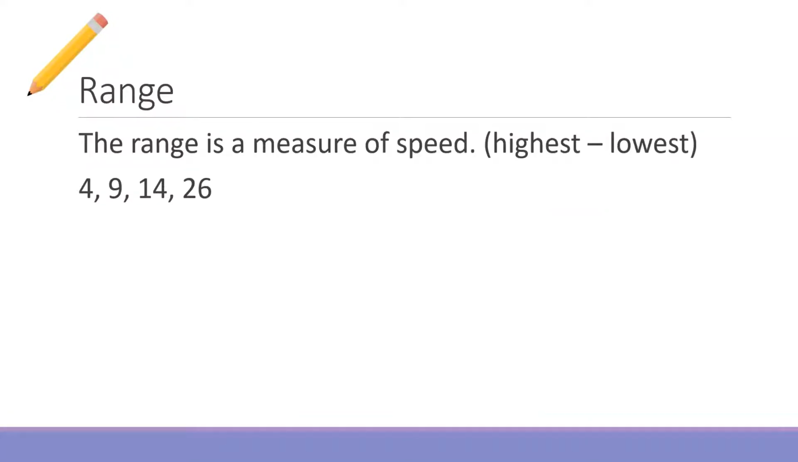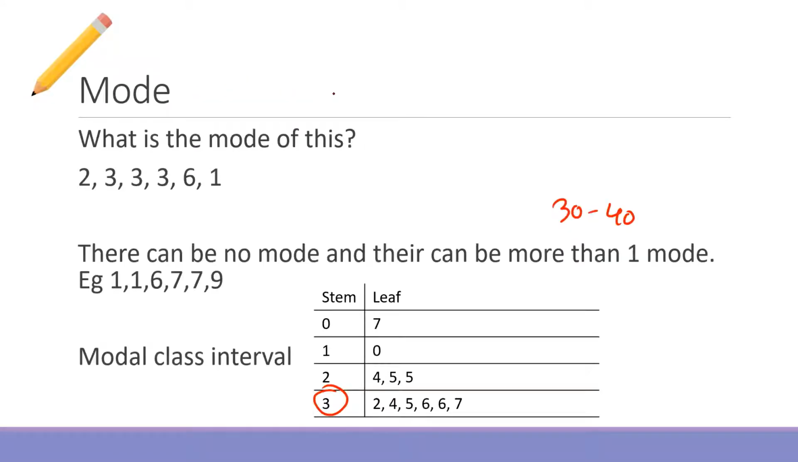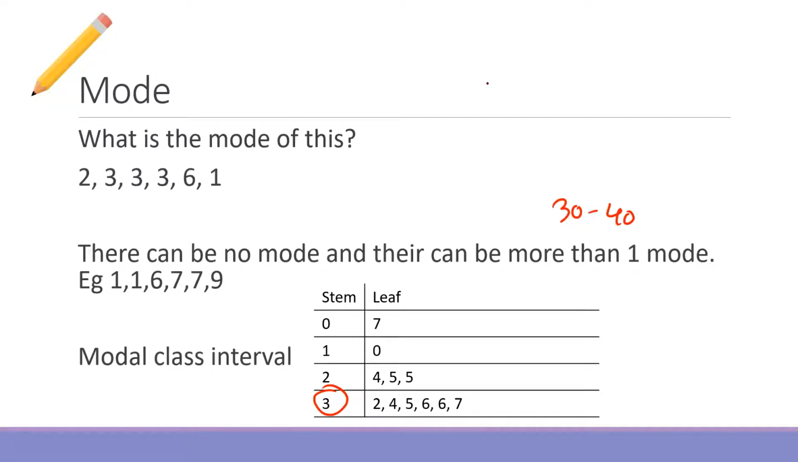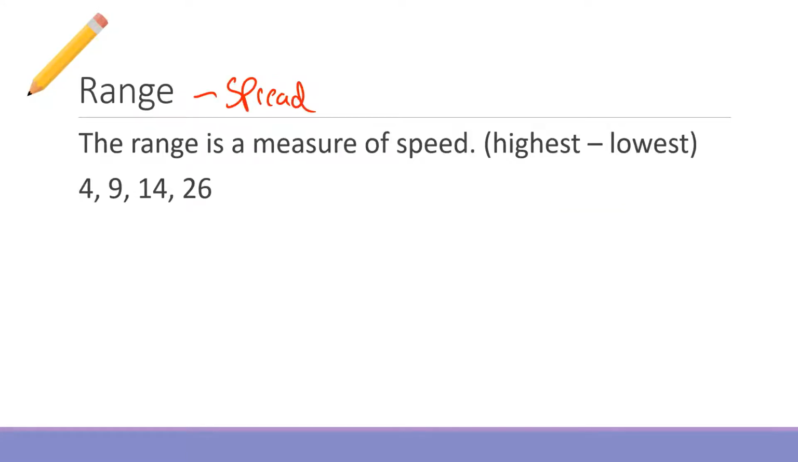And then range. Range is the highest minus the smallest. So range is different. Range gives you an idea of spread. Mode and median give you an idea of center. Where is the middle of the data? Even mode gives you an idea of center, because it's like saying, well, where are most of our values showing up? Whereas range gives you an idea of spread. Highest minus lowest, 26 minus 4, 22.